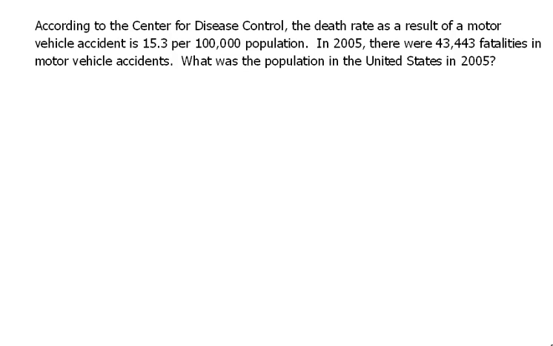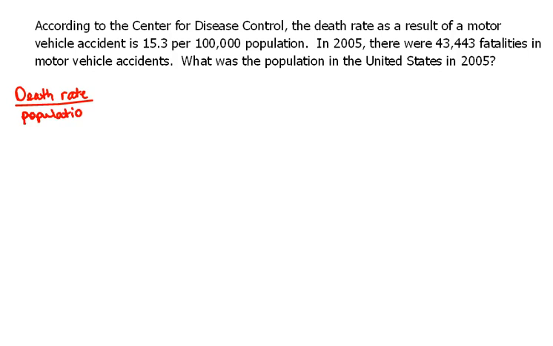All right, we can also use rational equations in order to solve just plain proportion problems. So here we have one that says, according to the Center for Disease Control, the death rate as a result of motor vehicle accidents is 15.3 per 100,000 population. What they're talking about here, especially as a comparison, is the death rate per, or it's another word for divided by, the population.